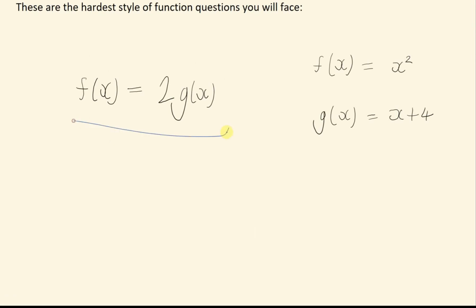So here you want to solve fx equals 2 lots of g of x. This one's not so bad, we're just going to plug it straight in. So fx is x squared. If we've got 2g of x, that's going to be 2 brackets x plus 4. We need brackets because it's 2 times gx, and gx is basically the group of x plus 4.